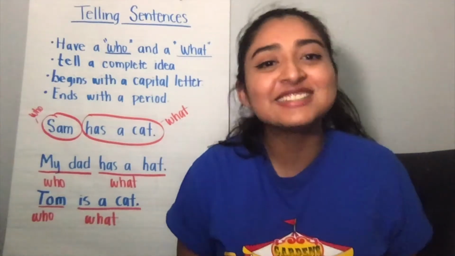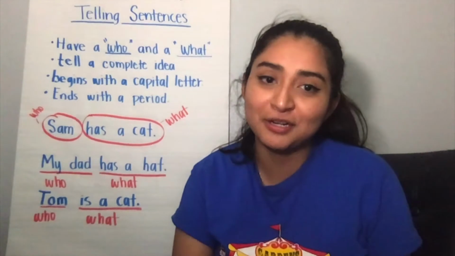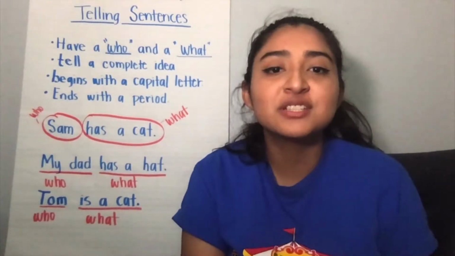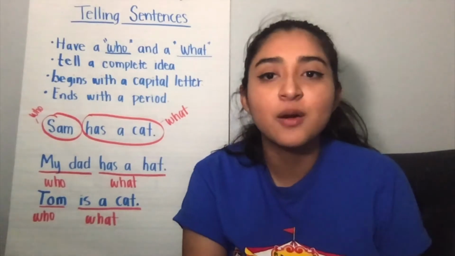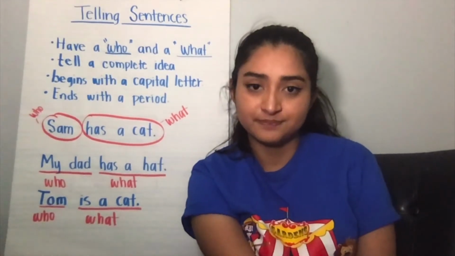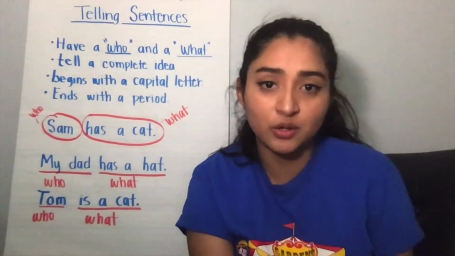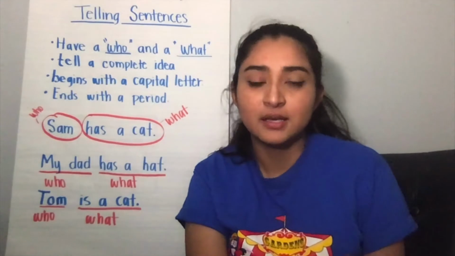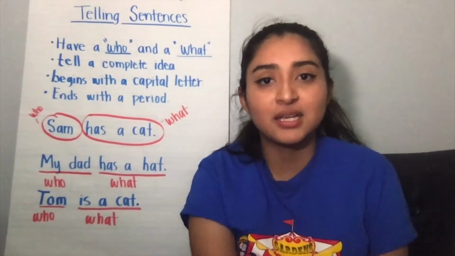Hello first graders, today I will show you how to write a sentence with the naming part and a telling part. First, I want you to say something that you know about a naming part. I want you to say, one thing I know about a naming part is. Now, I want you to say something that you know about a telling part. Again, I want you to say, one thing I know about a telling part is.